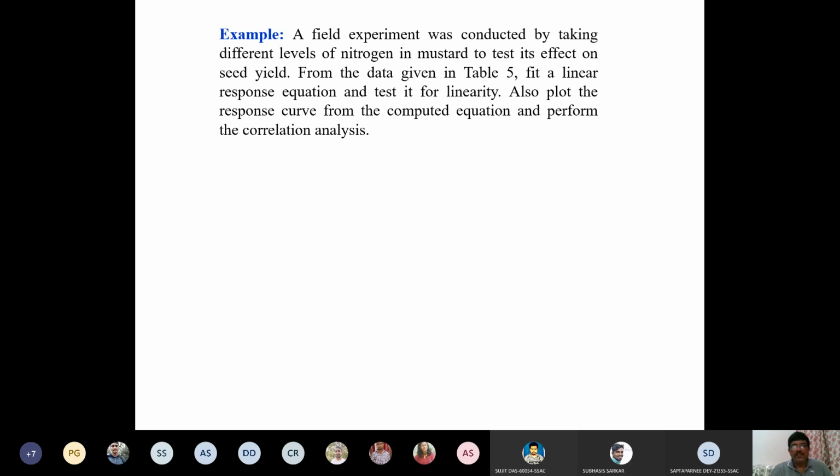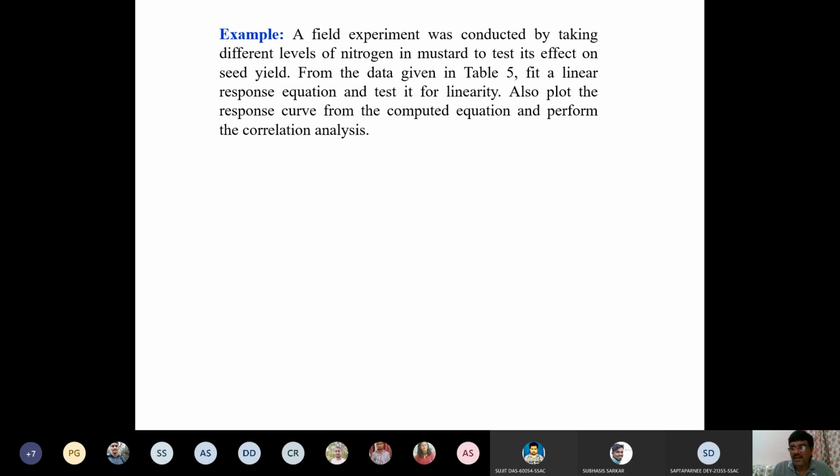So friends, you can learn more by example. Now I will show you one example from which you can have better understanding. So this is a practical example. A field experiment was conducted by taking different levels of nitrogen in mustard to test its effect on seed yield. From the data given in the next table, fit a linear response equation and test it for linearity. This is the problem. And also plot the response curve.